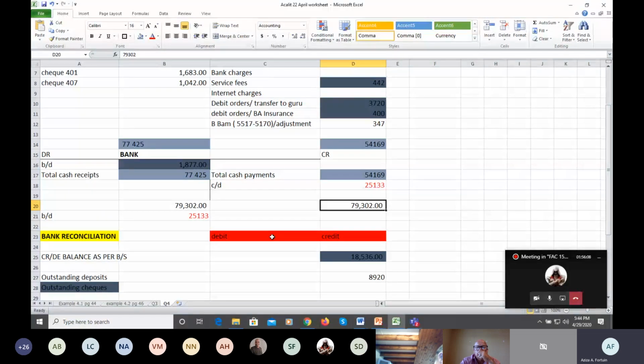Carried down, the new month becomes a brought down on my debit side. Remember the rule: assets are always on your debit side. So now it's on my debit side, and I'm going to transfer it over.